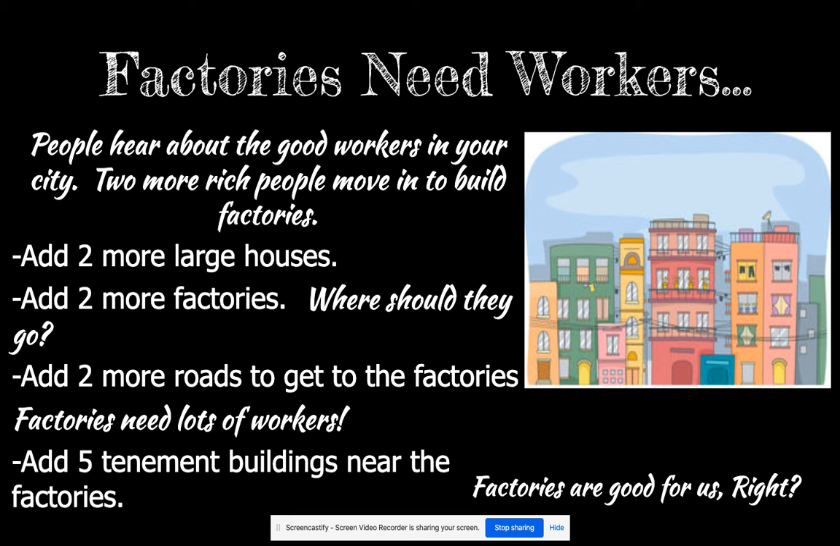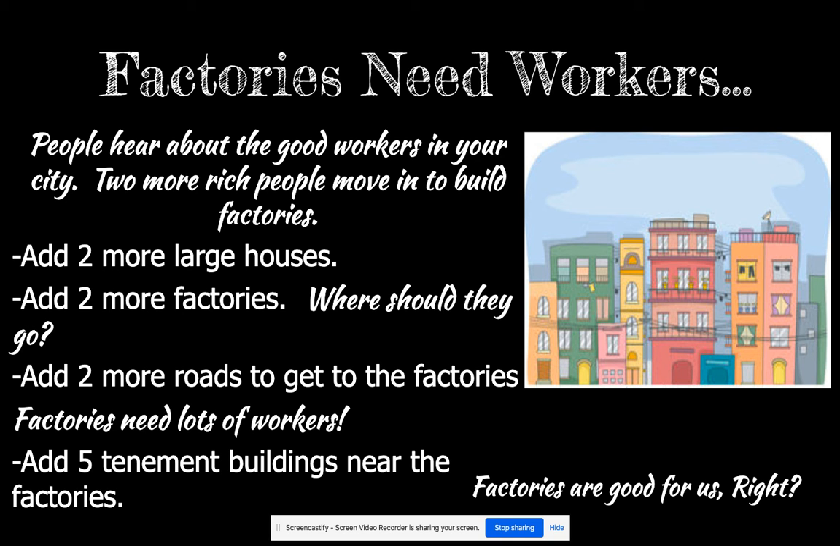Then you're going to need to add some more roads so people can get to these factories, and then all these factories are really going to need a lot of workers, and they're going to need to be close by. This is before the advent of the automobile and stuff like that. People need to be able to work close by where they live because they walked to work. Most of these folks did not have horses and stuff like that.